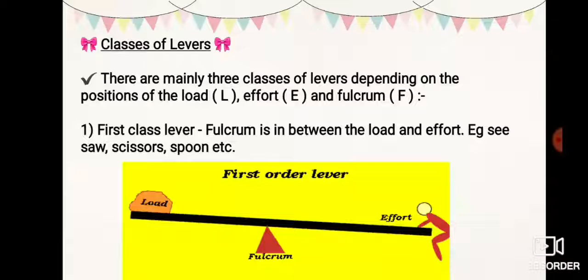Classes of levers. There are mainly three classes of levers depending upon the position of load, effort and fulcrum. So here is the first class lever. In this class lever, you can see that the fulcrum is in between, and here is the effort at one end and on the other end here is the load. So when a person is putting an effort over here, you can see the changes.